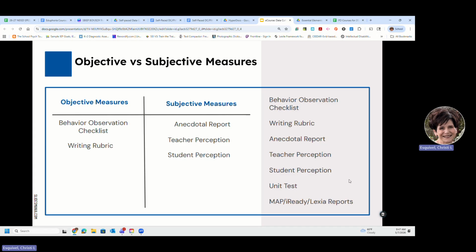A unit test is an objective measure that would yield a number to measure, monitor, and report. Finally, MAP, iReady, or Lexia data is an objective measure of a student's skills.